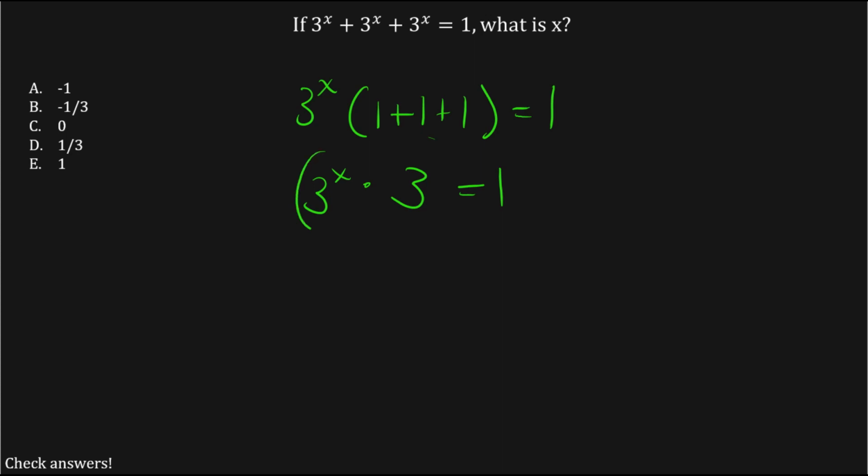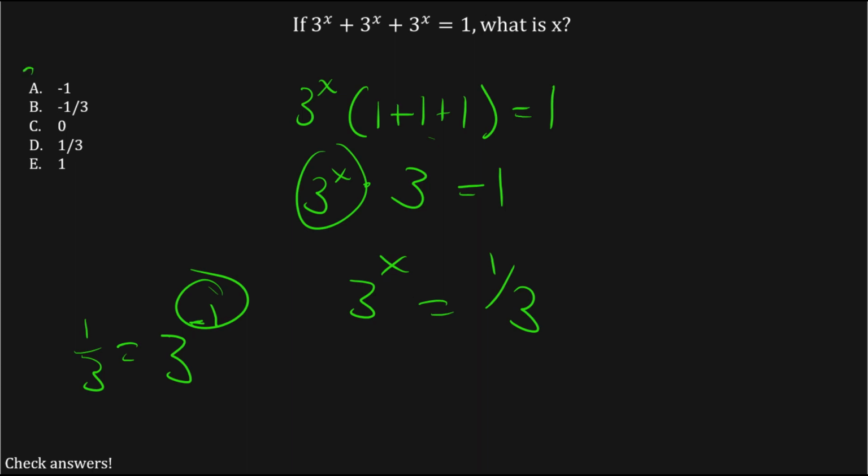Now we want to get that by itself. So we get 3x is equal to 1/3. And 1/3 I know is equal to 3 to the negative first. Right? Because any number to the negative first is just itself under 1. It's reciprocal, basically. So that gives us x is equal to -1, which is a.